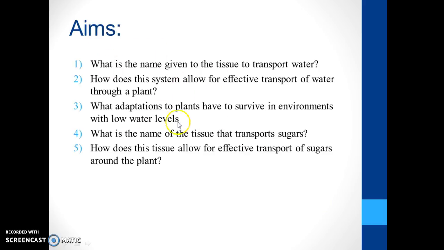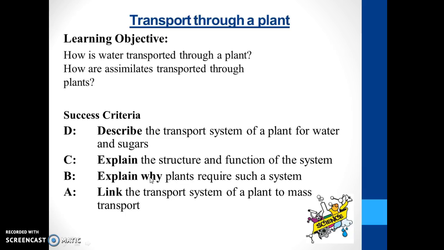So hopefully then you're able to answer these 5 questions. What is the name given to the tissue to transport water? How does it allow for effective transport? What adaptations are there? And then these 2 as well. So how are sugars transported in other organic molecules, and how does that affect the transport through a plant?